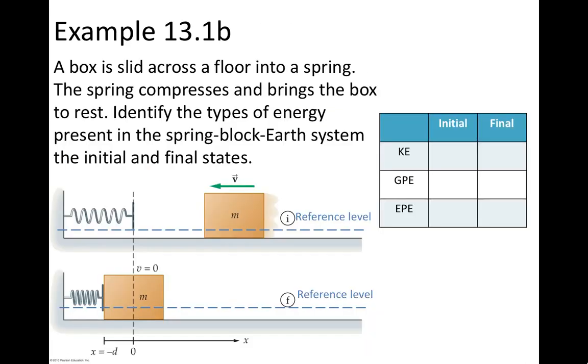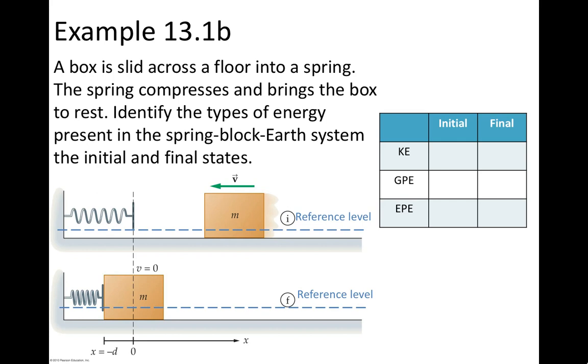On the next few slides, we're going to discuss how to identify what types of energy are present in a system at certain times within the evolution of the system. In this example, we have a box that is sliding across a floor and contacts a spring.